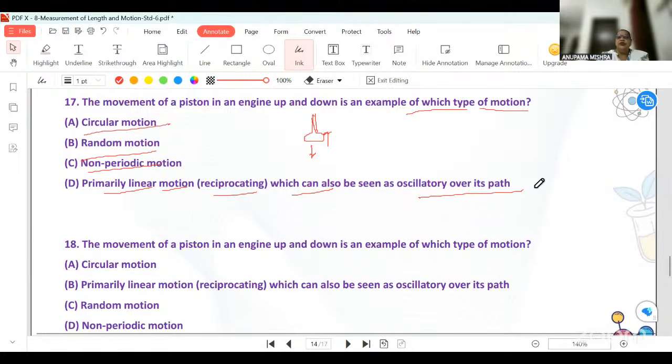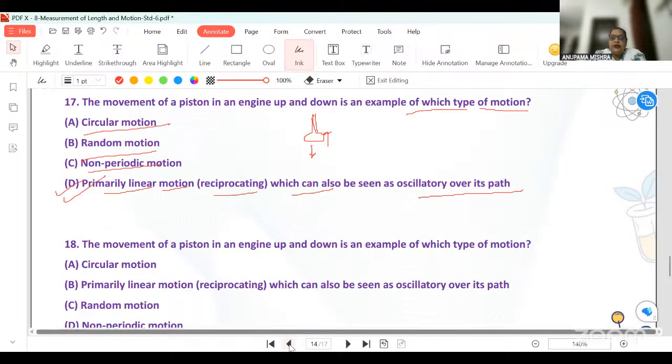Primarily linear motion, which can also be seen as oscillatory over its path. So the answer is D. I can see many children have joined lately. So if I go to the word concept again, that will be better.